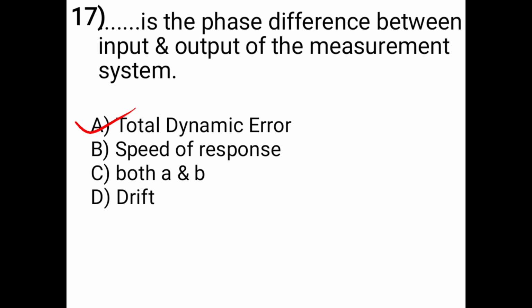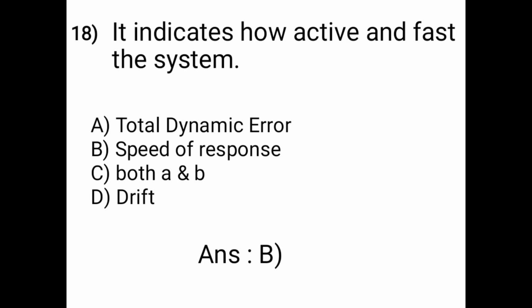So question number 18 is: it indicates how active and fast the system is. Options are A, total dynamic error; B, speed of response; C, both A and B; and D, drift. So the correct answer is option B, speed of response. Speed of response indicates how active and fast the system is.